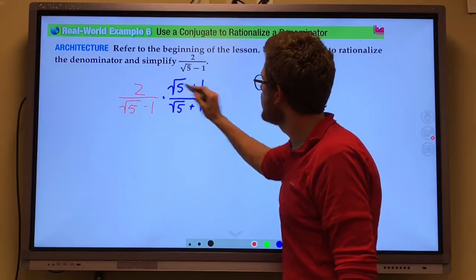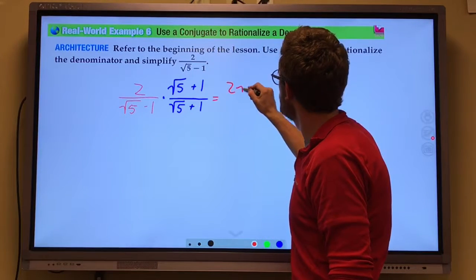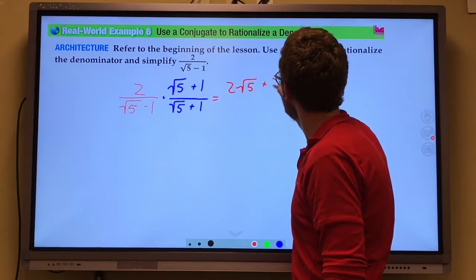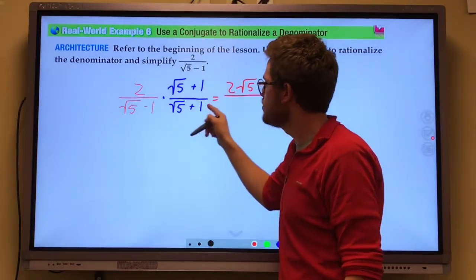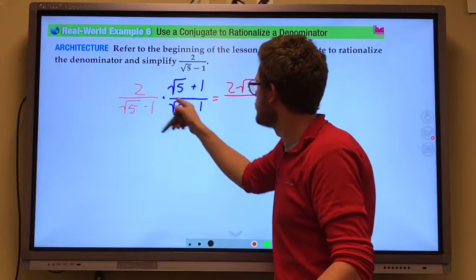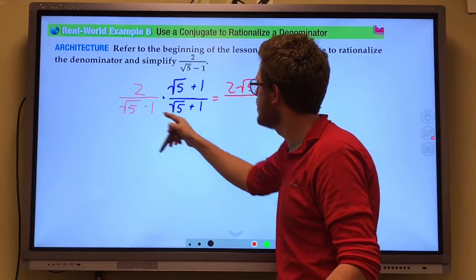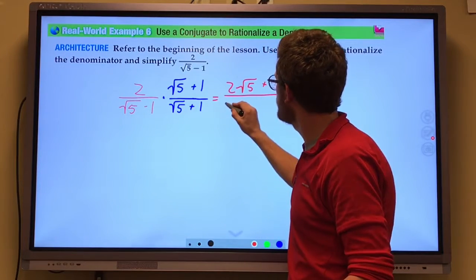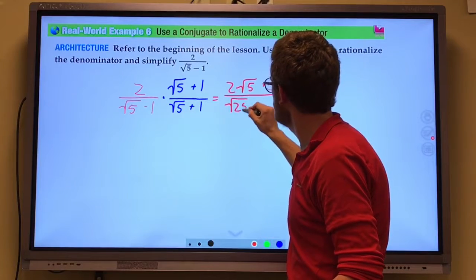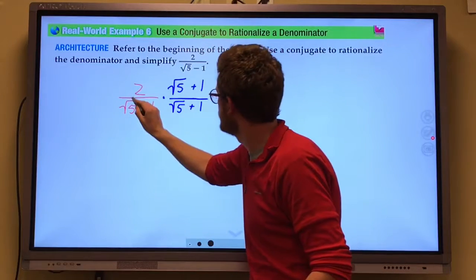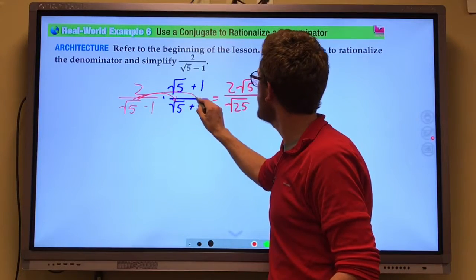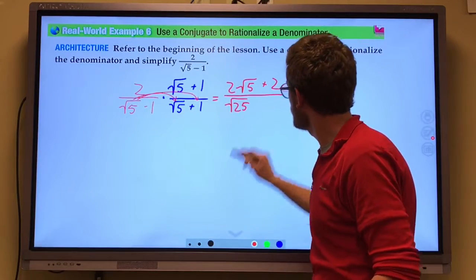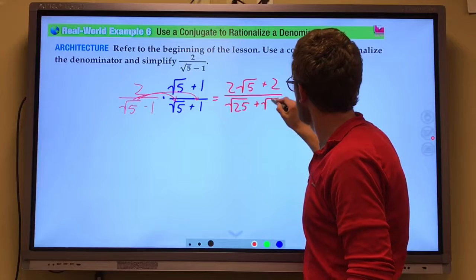So on the top, we distribute the 2. We have 2 root 5 plus 2. In the denominator, I have to multiply this all the way out. I'm going to distribute the square root of 5. Square root of 5 times square root of 5 is square root of 25. So that was this right here, square root of 5 times square root of 5. Then I have to do the square root of 5 times 1. Well, that's going to be a positive square root of 5.